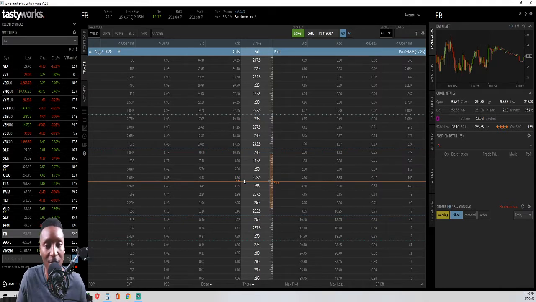Now when you look at this option chain, on the left side is calls. On the right side is puts. If you buy the call, you make money if the stock goes up. If you buy the put, you make money if the stock goes down. It's just as simple as that.